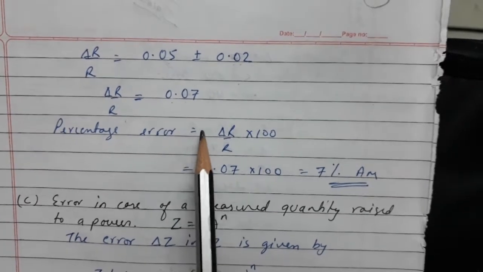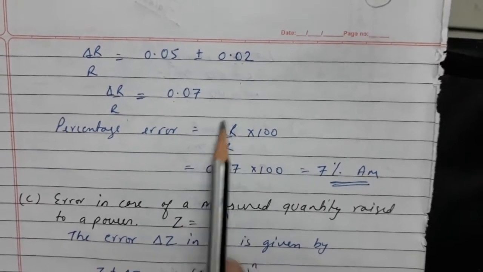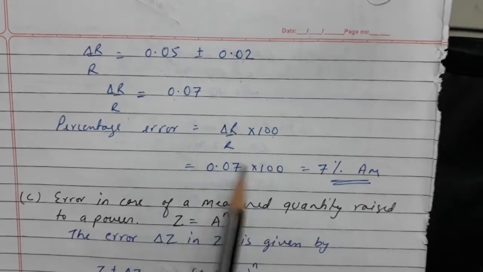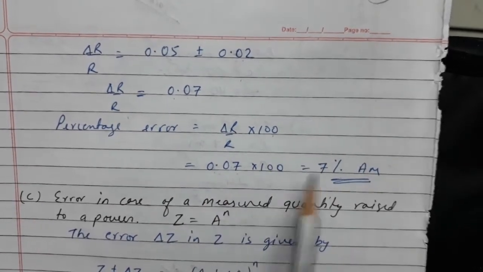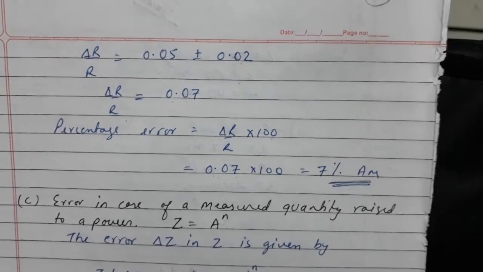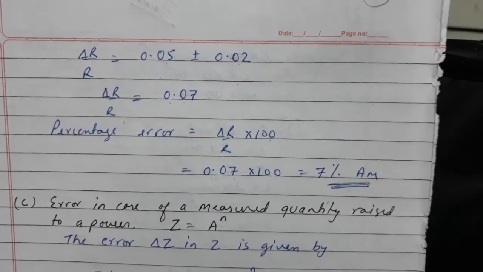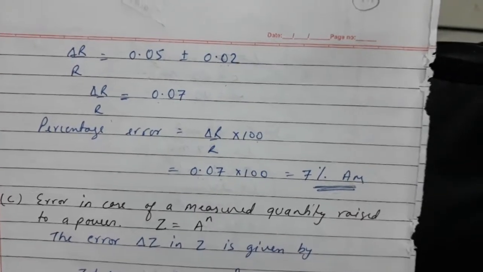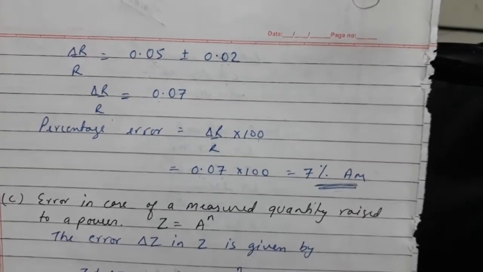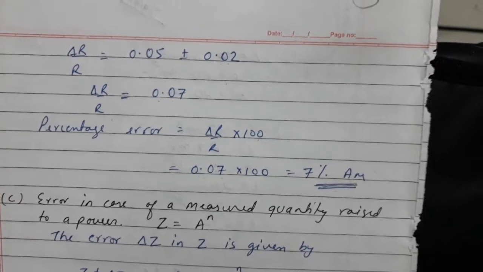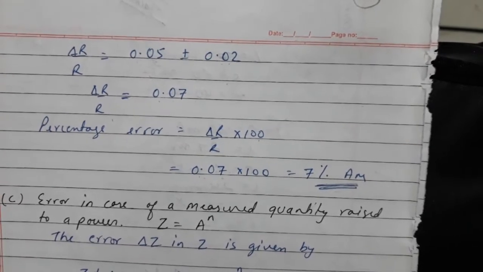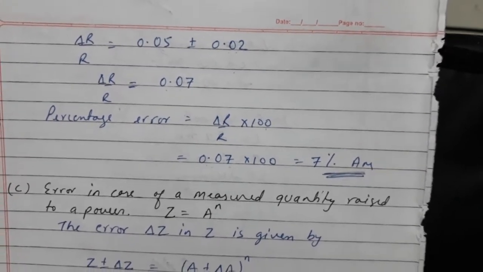So for calculating the percentage error, we have to just multiply the relative error with 100, and hence we'll get 0.07 into 100, which is 7%, as the answer. So in the given question, the error will be 7% in the value of resistance. So this is the way we have to find the absolute error or the relative error when the two quantities are given in a product or in a quotient.